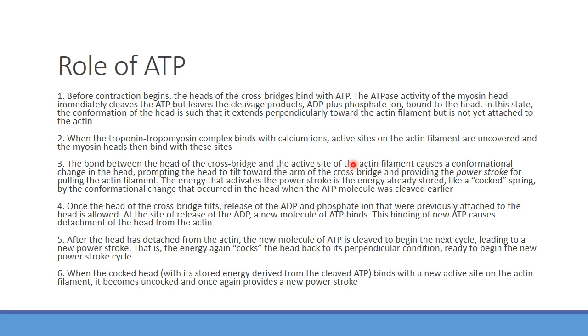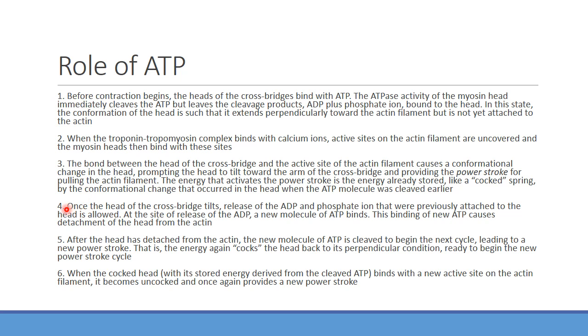And so then what we're going to find is that there's going to be conformational change in the head. It's going to prompt the head to tilt forward. The arm's going to kind of move forward along that hinge. It's going to provide that power stroke, right? So basically the head and the hinge are going to be moving, causing the power stroke, and then you have the actin kind of moving immediately, shortening up the sarcomere. So again, that energy that's activating that power stroke has already been stored, with that phosphate and the ADP there on the myosin head.